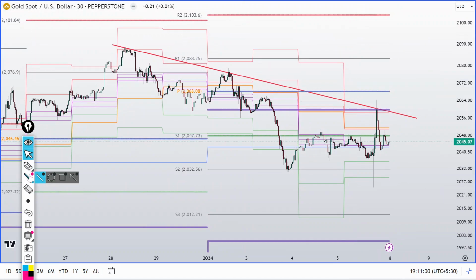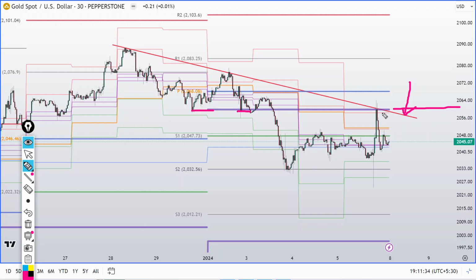This is the 30-minute chart. On the 30-minute, you can see this red trend line is now acting as resistance, and this thick line is the monthly pivot, around 2063 roughly. So this is our critical resistance on the lower time frame. As you can see, previously it was acting as support and now it is acting as resistance.